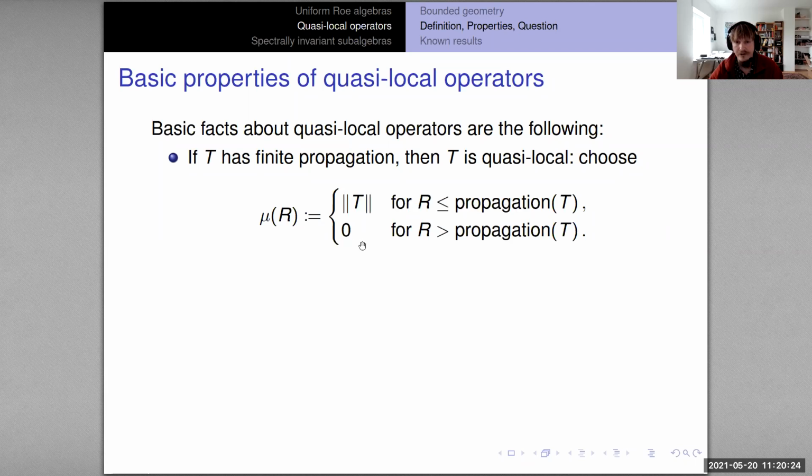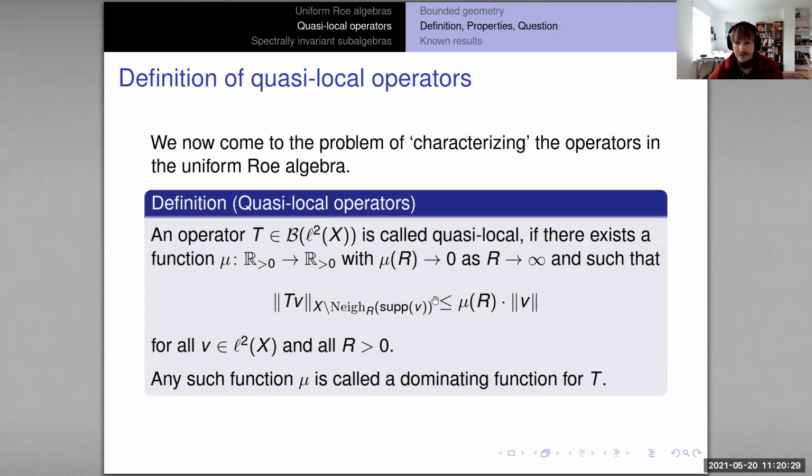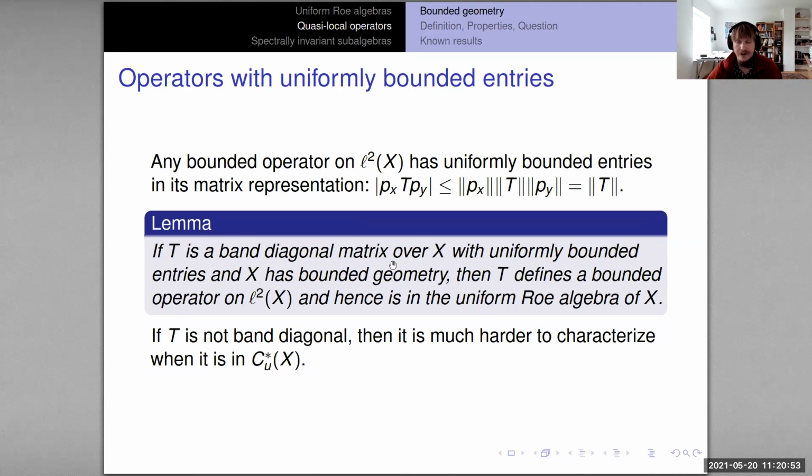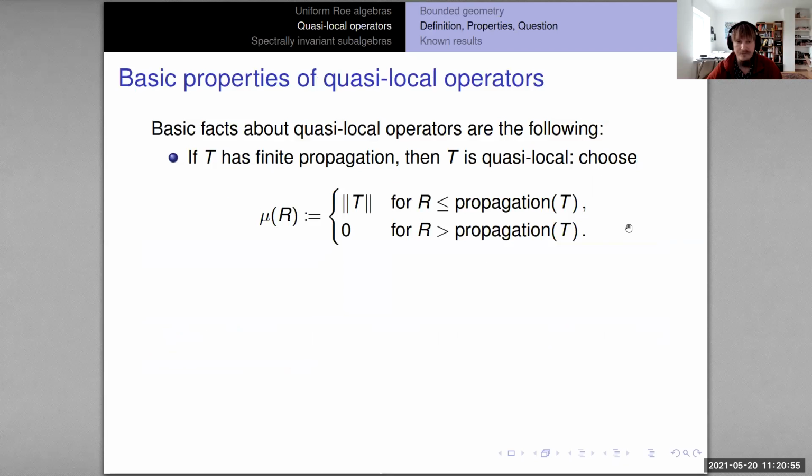This will obviously satisfy this inequality here, because either it's the operator norm of T, then it's true by the definition of the operator norm, or it's 0, but the values of R where it is 0 are exactly the values where the left-hand side becomes 0 anyway. Because then you have taken out a neighborhood which is larger than the propagation of the operator. So finite propagation operators are obviously quasi-local.